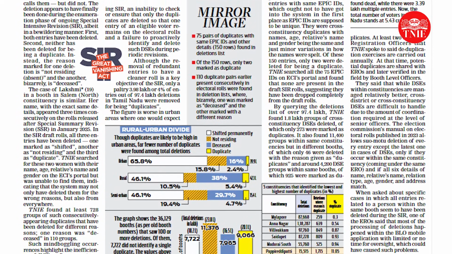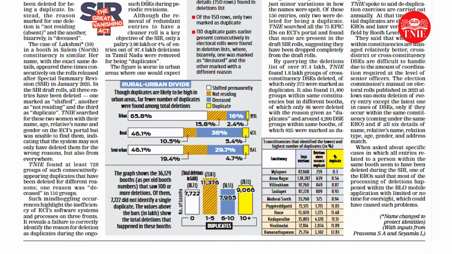It's a possibility. We suspect that may have happened in an overdrive to delete the duplicates. So in the process, it also deleted eligible voters. Eligible voters, yes. So why did that happen, in your opinion?